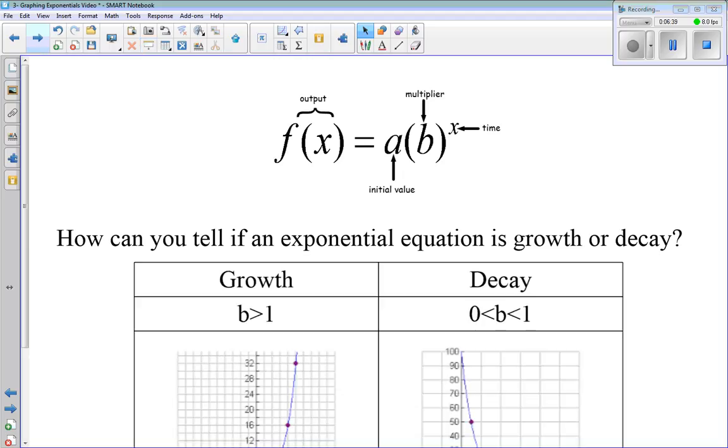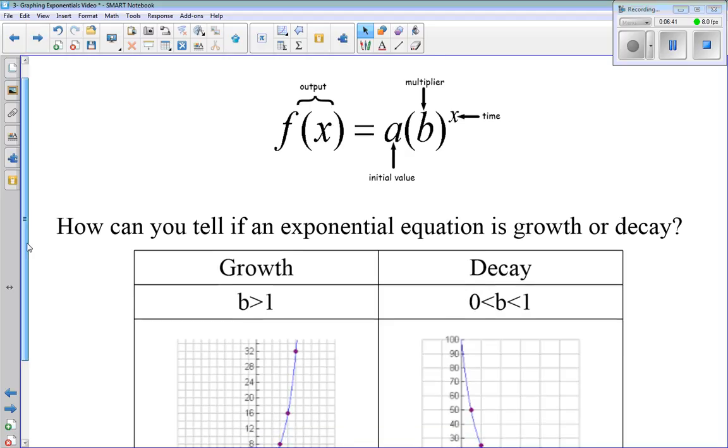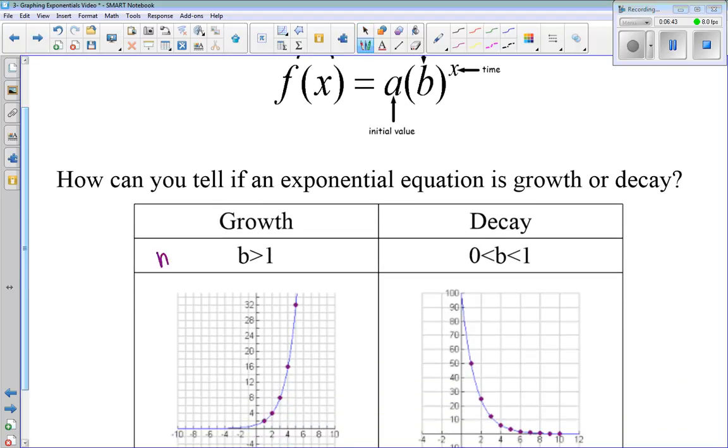Growth is when b, or our multiplier, is greater than 1. So if we're multiplying by 2 or 3 or 17 or 57, we are going to have exponential growth where our graph is getting bigger and bigger and bigger.